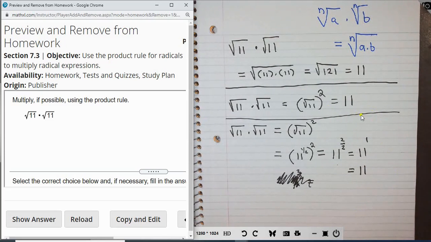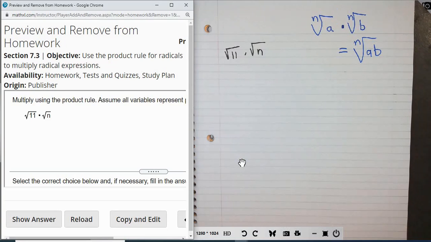And yet another way to think about this one is a square root of a number times the square root of that same number is that number. Just a couple of ways to look at this one when dealing with the product rule for radicals.